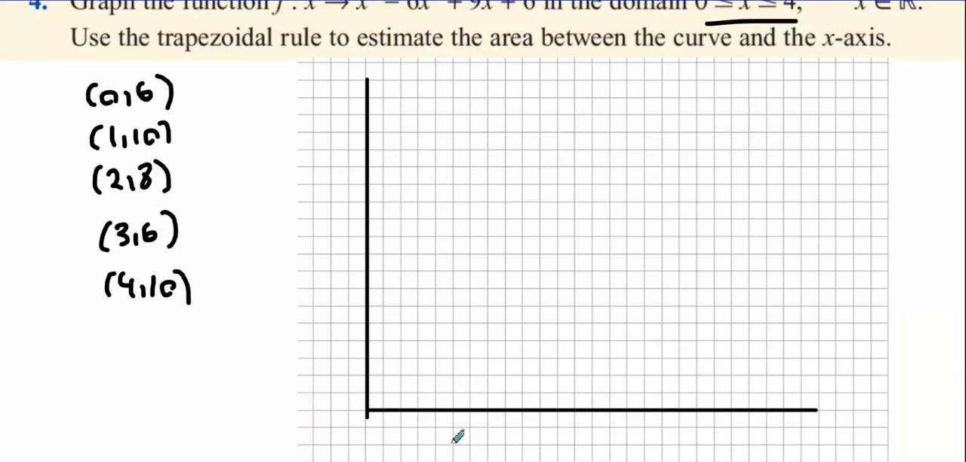I'm going to stretch this out on the bottom. I'm going to go 4 blocks worth 1, 2, 3, and 4. And then we're going to go up 2, 4, 6, 8, and 10. So 0, 6 will be here. Mark it in green actually. 0, 6; 1, 10; 2, 8; 3, 6; and 4, 10.